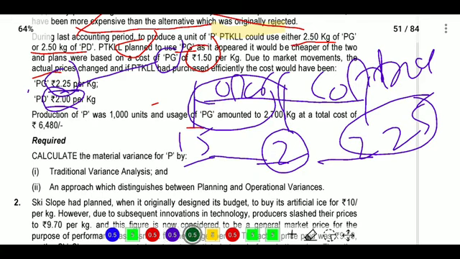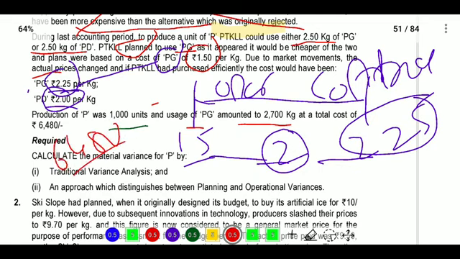Next, what we require. They provided that production of P was 1000 units. Usage of PG amounted to 2700 kgs at a cost of 6480. So 6480 divided by 2700, how much will it become? The cost will be 2.4 rupees.